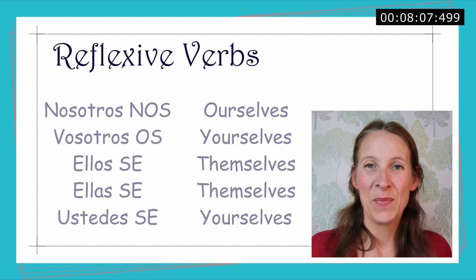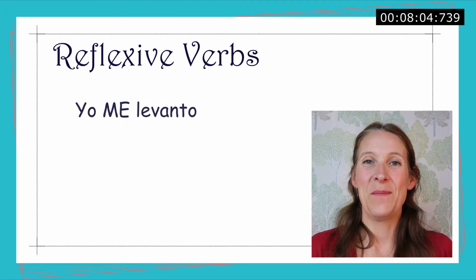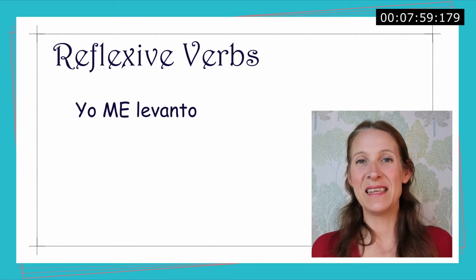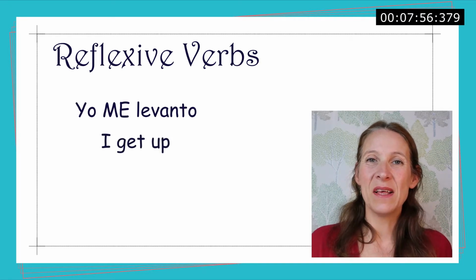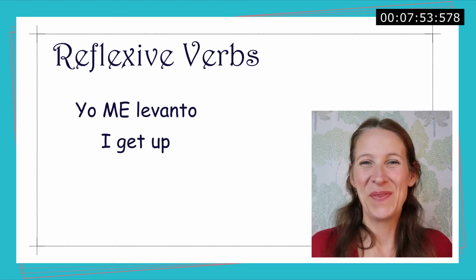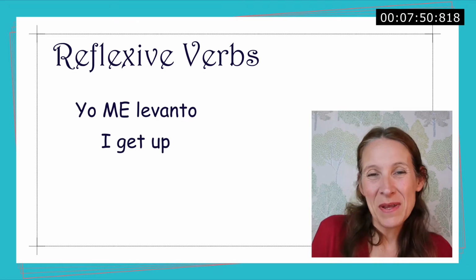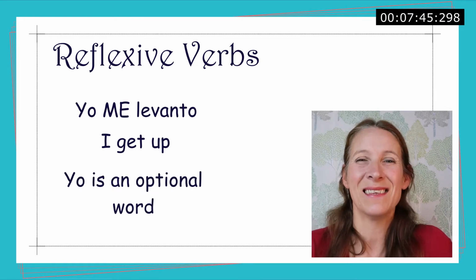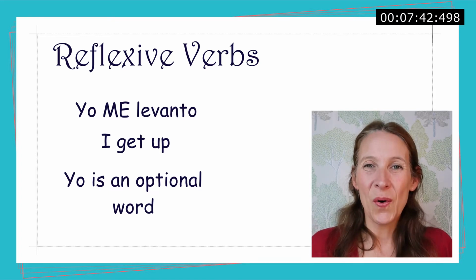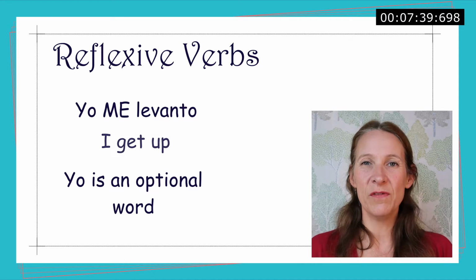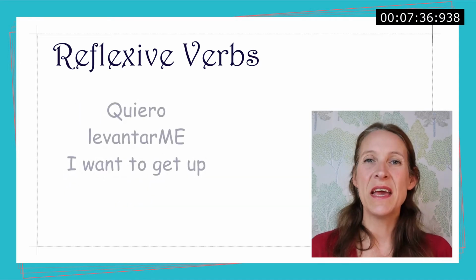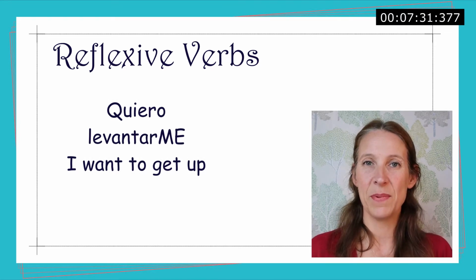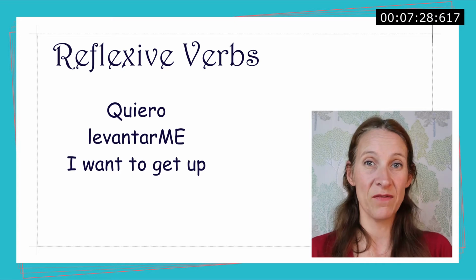Bueno, vamos a ver. En el presente, yo me levanto a las 7. So that means I get myself up at 7. And the me is coming directly before the verb. So I could just say me levanto a las 6 en realidad. Or if I'm using a double verb structure, quiero levantarme a las 6. I want to get myself up at 6. So now I'm using the second verb in the infinitive.